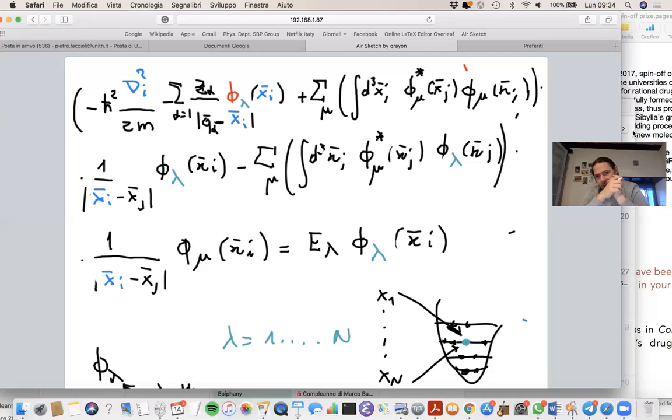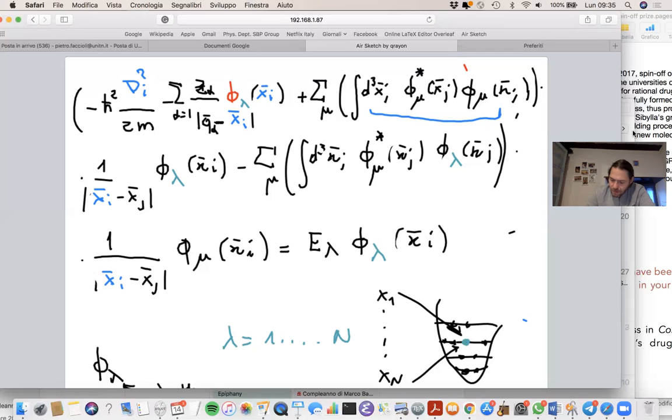Now, there are additional terms here. Let's take a look at this quantity. What is this quantity? If you look at it, this is the average, the probability of finding any of the electrons at position xj, integrated over xj.